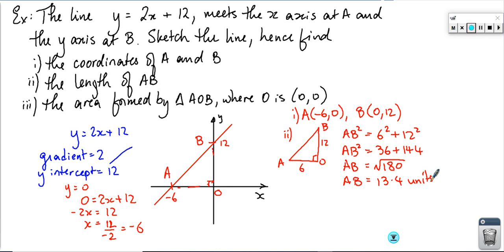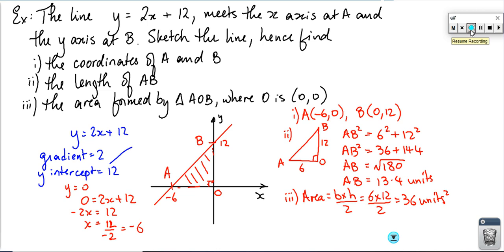Okay? Number 3, I need to find the area formed by triangle AOB. So I need to find the area in this triangle. Remember, area of triangle is base times height on 2. The base is 6, the height is 12. So 6 times 12 divided by 2, which gives 36. Again, they are units, okay? So they are 36 square units. Okay, so this is how to find a sketch and how to use the sketch of a line.